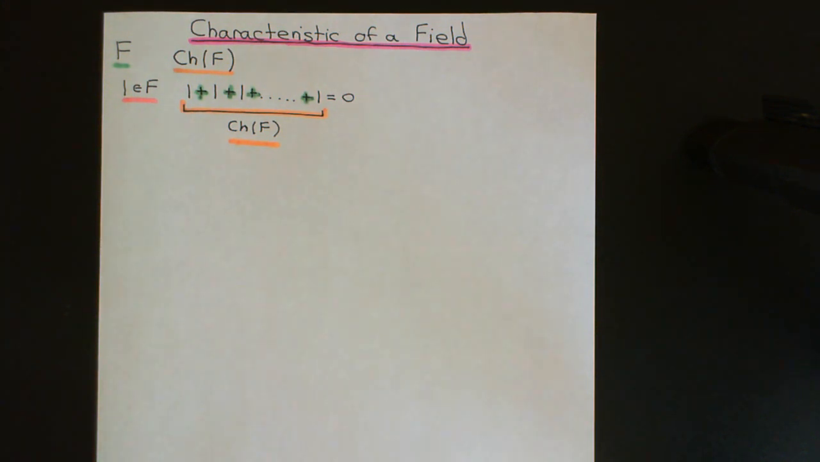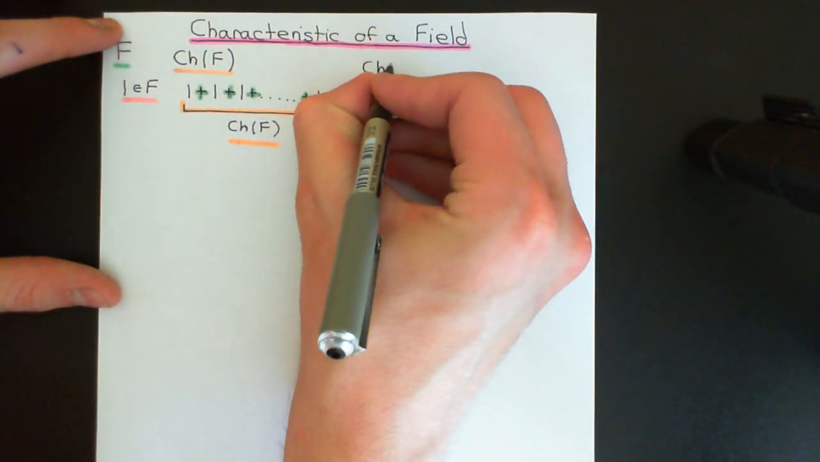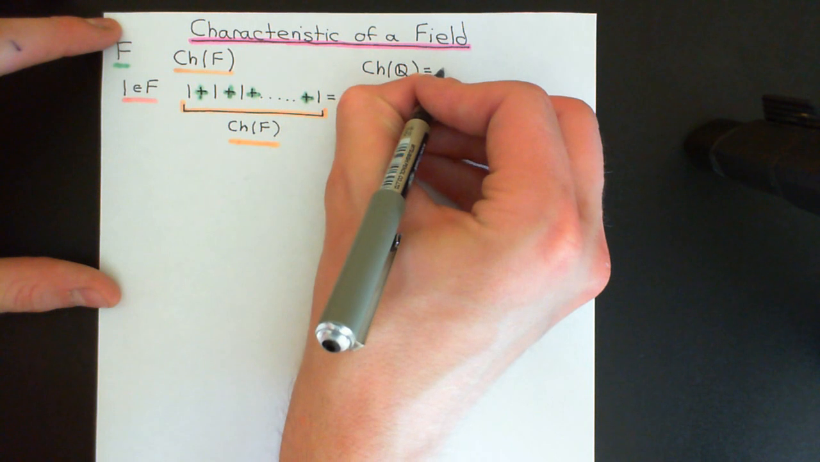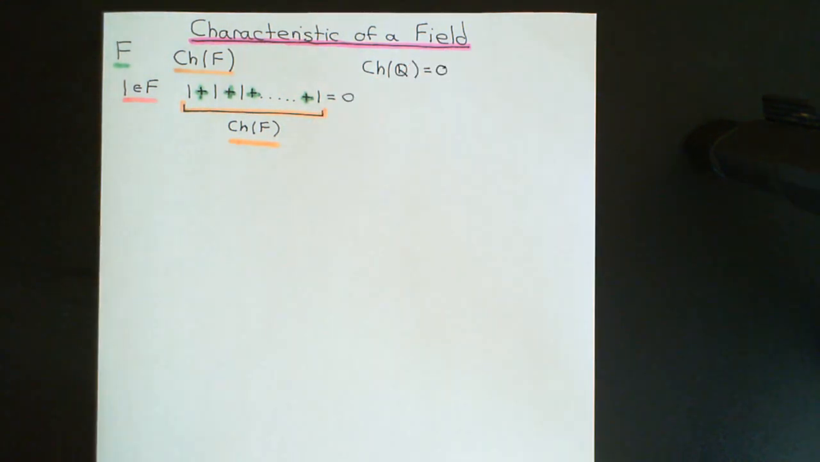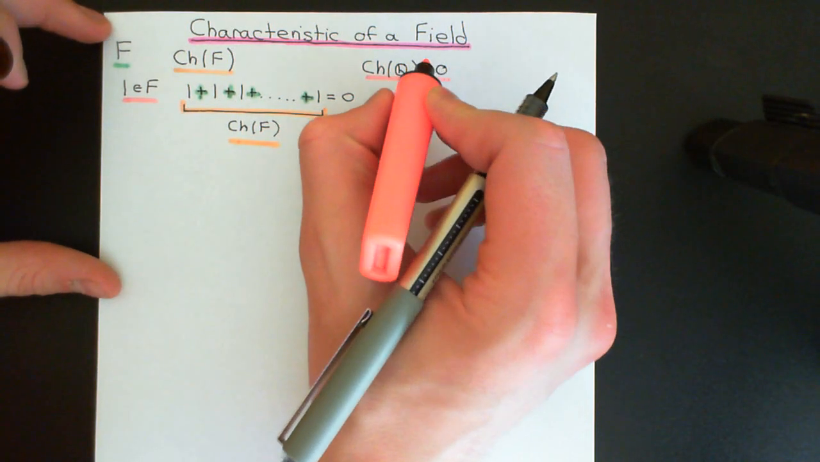Let's just do another example. So we've done the example of the rational numbers, so I might just write that down. The characteristic of the rational numbers here is equal to 0, and we will do some more examples later on, but let's just do an example right away to get some intuition.